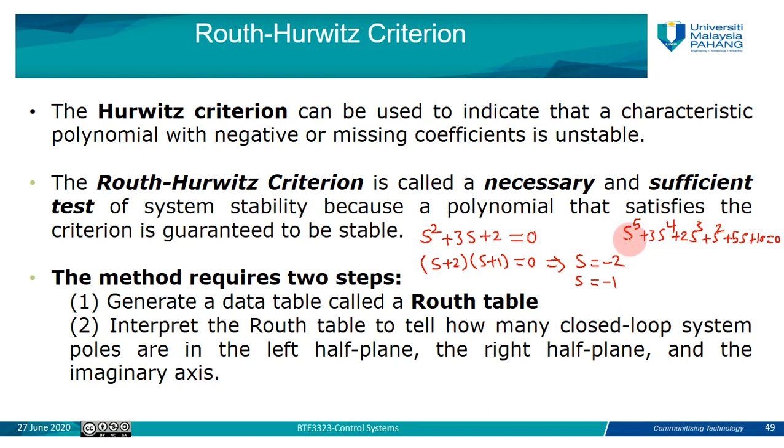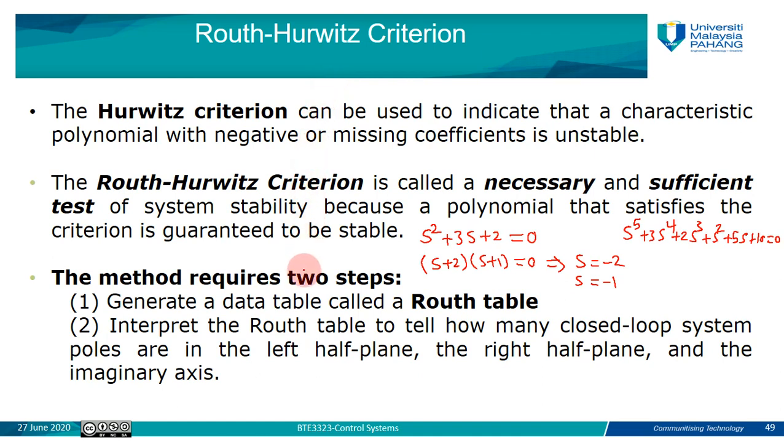For that reason, we are going to use the Routh criterion here, and we are going to build or generate the Routh table in order to identify the location of the poles. Is it on the left half plane or on the right half plane? If it's on the left, we say the system is stable. On the right, we say the system is unstable.